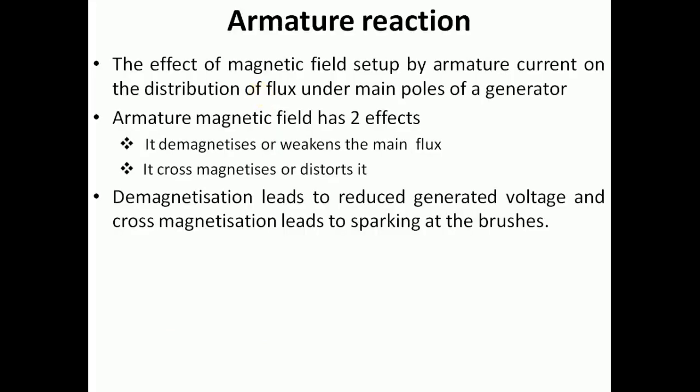The basic definition of armature reaction is the effect of armature flux on the main field flux. Armature magnetic field has two main effects. One is demagnetization and the other is cross magnetization. Demagnetization leads to reduced generated voltage, whereas cross magnetization leads to sparking at the brushes.